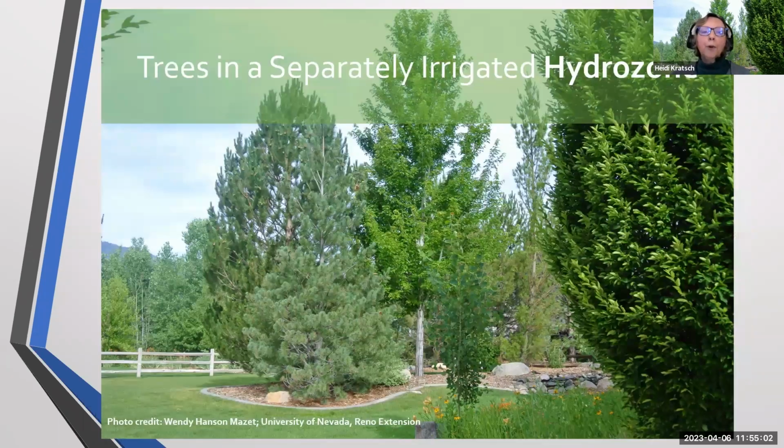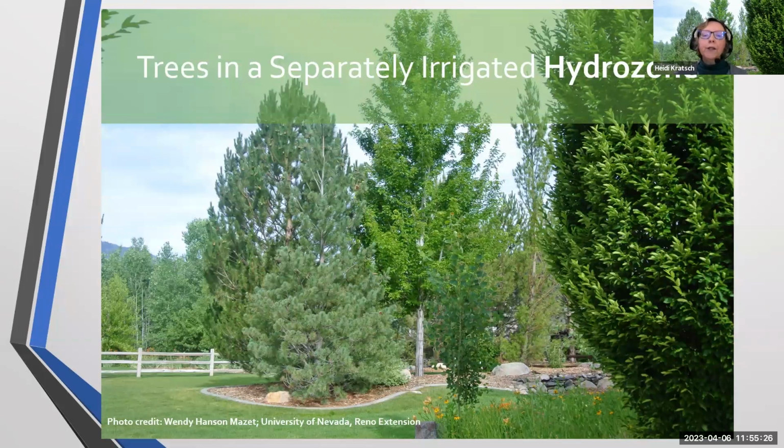All right, another practice that can really help to prevent water stress in trees is called hydrozoning. Hydrozoning is also a recommended practice for water efficient landscaping. So to save water, you want to hydrozone. Hydrozoning is defined as grouping plants in the landscape by their differing water needs.